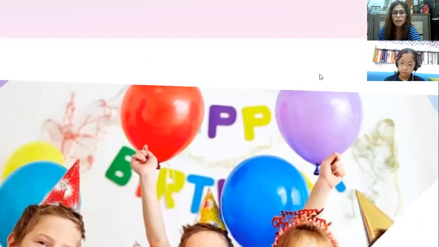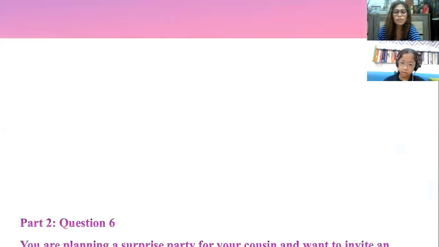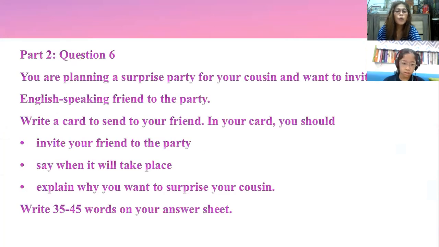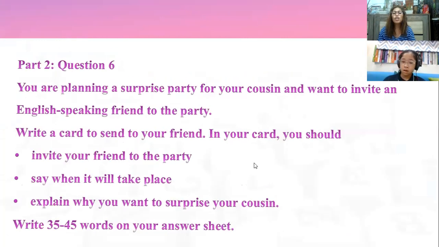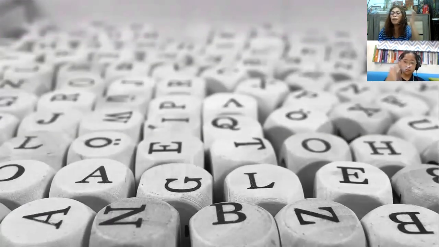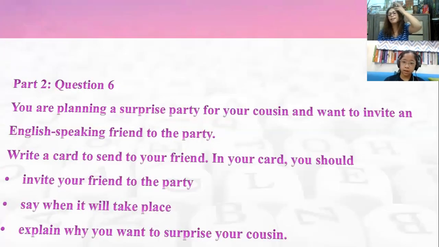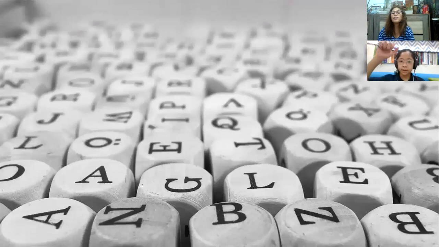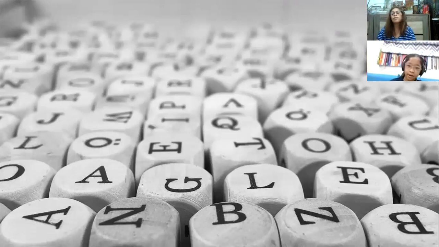Next, here in number 6 to 10. You are planning a surprise party for your cousin and want to invite an English-speaking friend to the party. Write a card to send to your friend. In your card, you should invite your friend to the party. This will be your assignment, okay? Teacher, can you wait for me for a minute? Okay, for a while. I need to lock my door. Okay, sure.